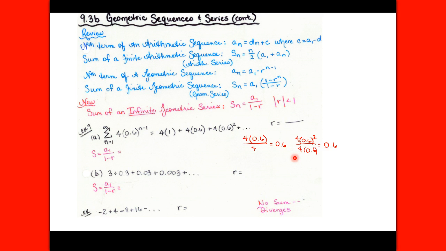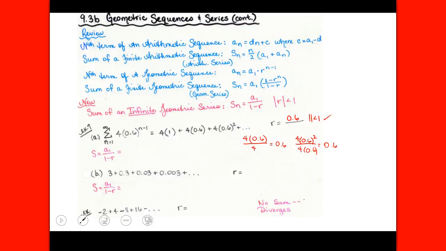Number 2, what is the absolute value of 0.6? 0.6. Is that less than 1? Yes, so that second criteria is also met. The absolute value of my ratio, 0.6, is less than 1. So yes, I can use this formula. This is about the simplest formula we're going to get, right? First term over 1 minus the ratio. That's it. That's all there is to it.